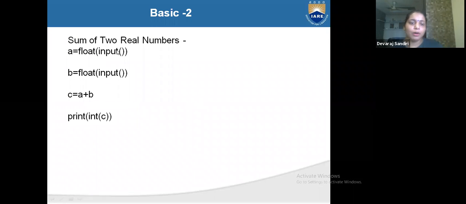What is C? Sum of two real numbers. A is equal to float of input, B is equal to float of input. We are asking from the computer. If we don't want to ask the computer, we can directly write A is equal to 5.5, B is equal to 6.5, C is equal to A plus B. Then print. If we want float, here print float of C. If we want integer, we give print of integer of C.